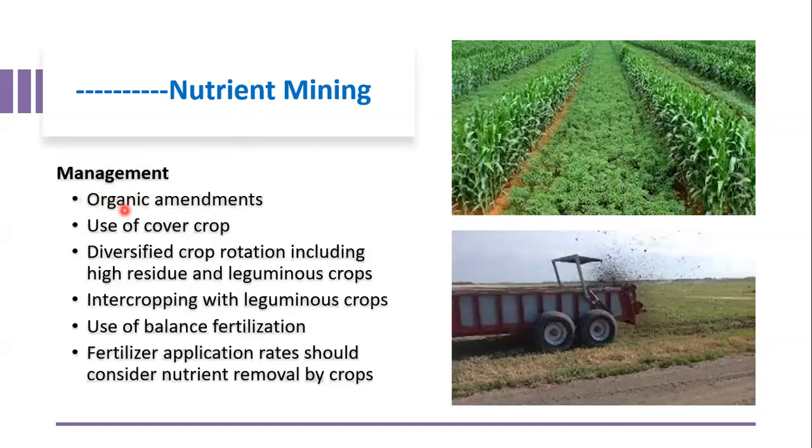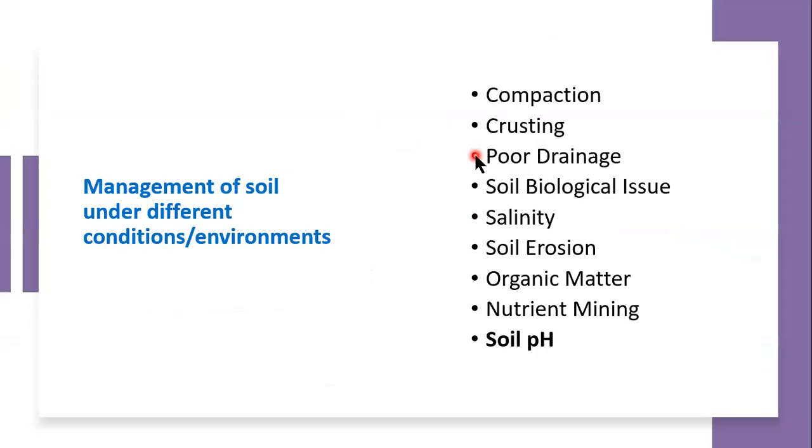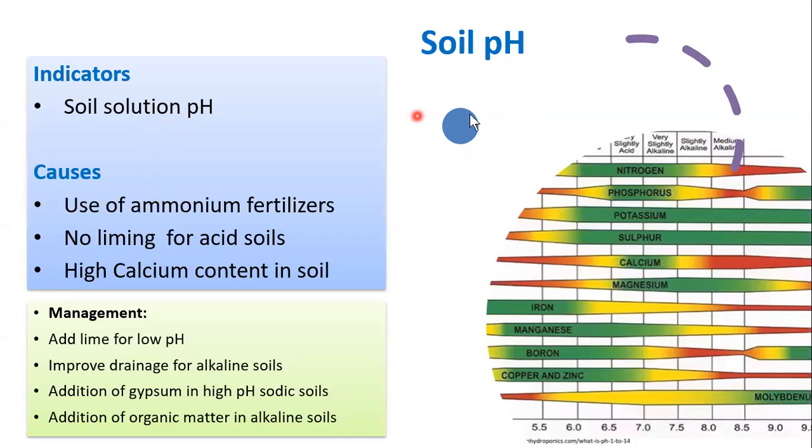Nutrient mining management: organic amendments, use of cover crops, diversified crop rotation including high residue leguminous crops to restore the nutrition, intercropping of the leguminous crops, use of balanced fertilizer. The application rate should be considered by nutrient removal by the crops. So the nutrients which are being removed by these crops must be applied to the soil through organic amendment or through chemical fertilizers.